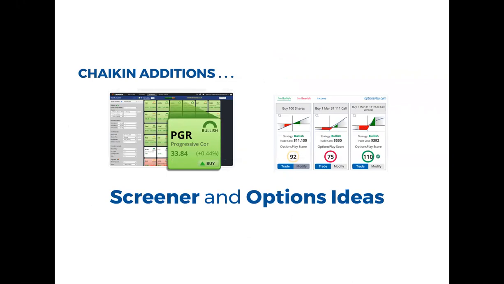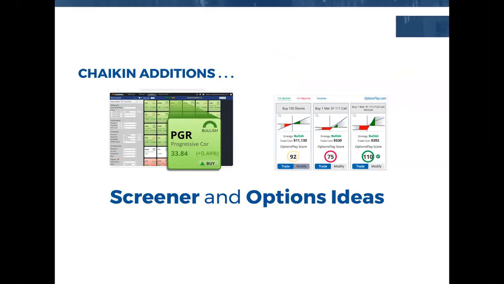Additionally, you've seen our screening tool and the options play module for new probability-based stock ideas.